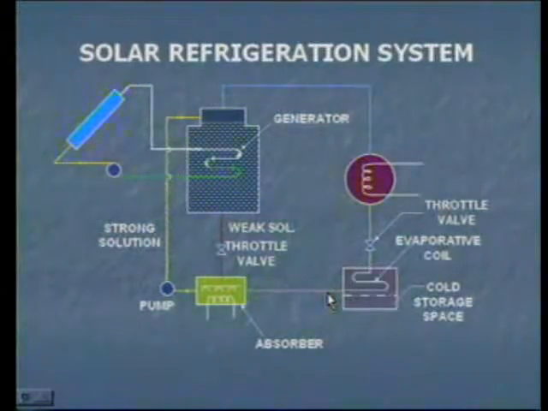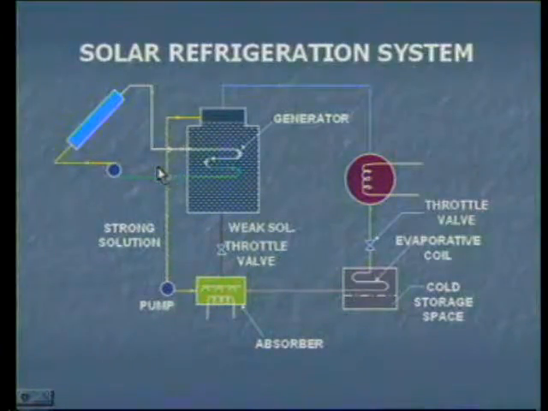Now this high pressure, high temperature vapor enters the absorber. The absorber contains a weak solution of ammonia. By absorbing the vapor, it becomes a strong solution. This strong solution is pumped to the generator, where heat addition takes place, by means of which the ammonia vapor, or the refrigerant present in the strong solution, will be converted to vapor. That vapor will enter the condenser and throttle valve and so on. This is a basic refrigeration system.